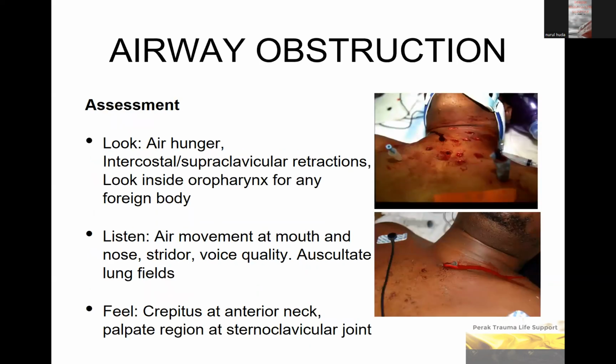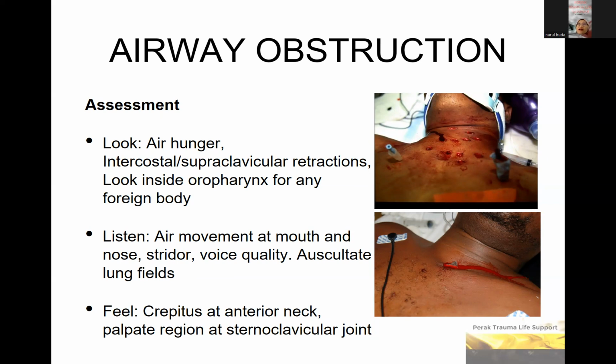For airway obstruction, first we have to assess by look, listen, and feel. We have to look for air hunger, any intercostal or supraclavicular retractions, and look inside the mouth for any foreign body. Then we listen for air movement at the mouth and nose, listen for any stridor, and also don't forget to listen to the voice quality. Sometimes the patient can have laryngeal or upper airway edema. They can have hoarseness of voice or a muffled voice, okay?